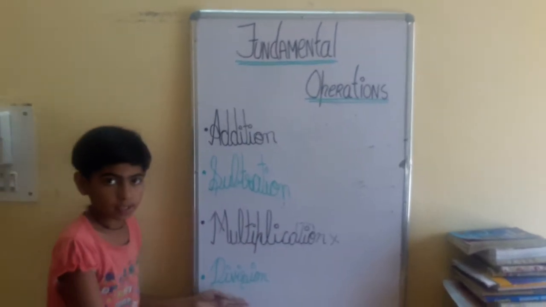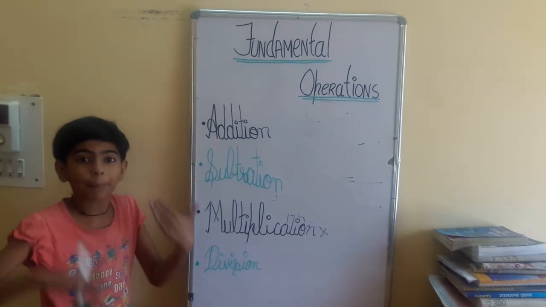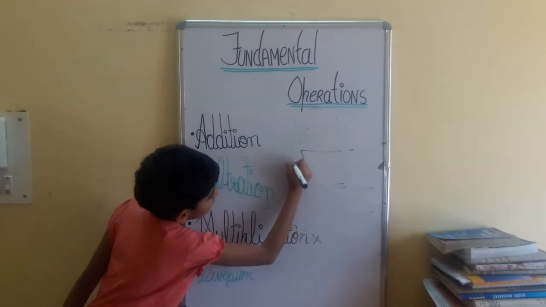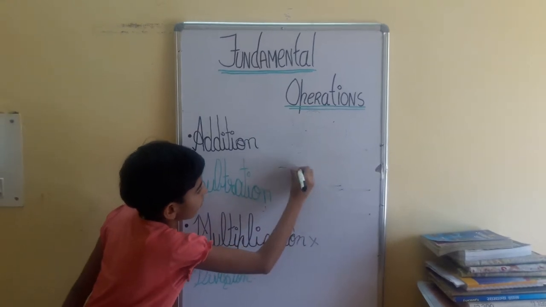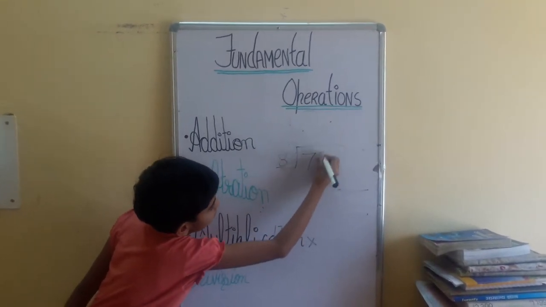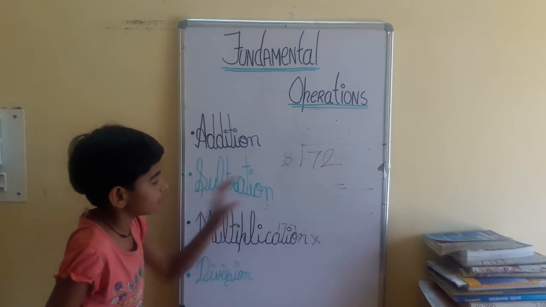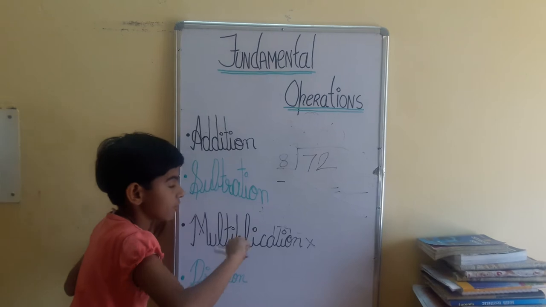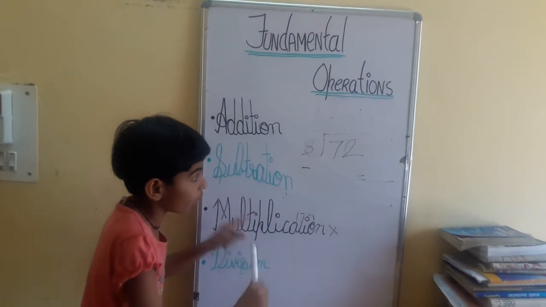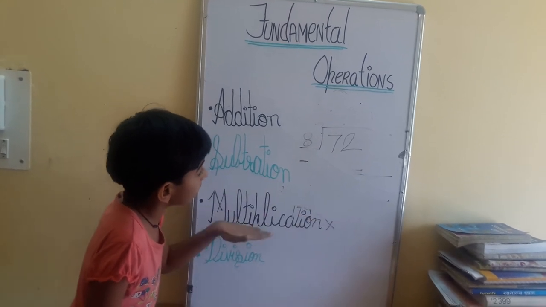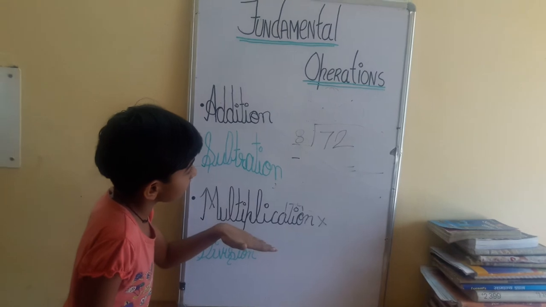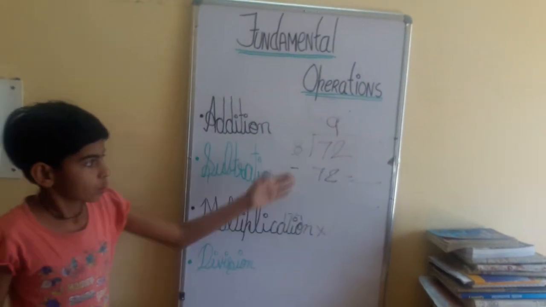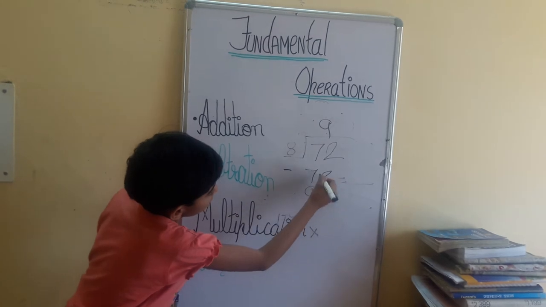So division. What is division? Division is repeated subtraction. So how to do that? Divided by 72. 8 ones are 8, 8 twos are 16, 8 threes are 24, 8 fours are 32, 8 fives are 40, 8 sixes are 48, 8 sevens are 56, 8 eights are 64, and 8 nines are 72. So 72 will come. So it becomes 9. And it will remain 0.